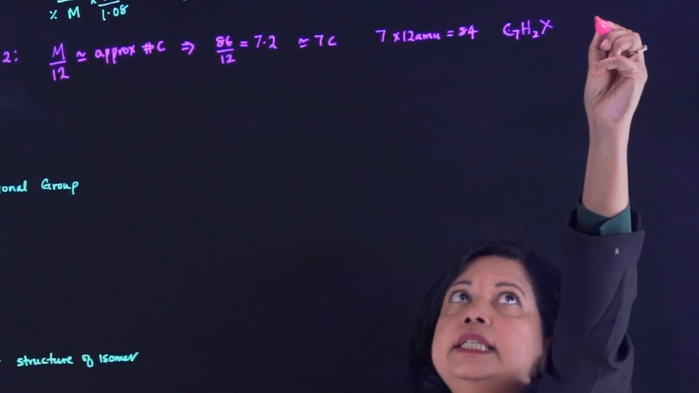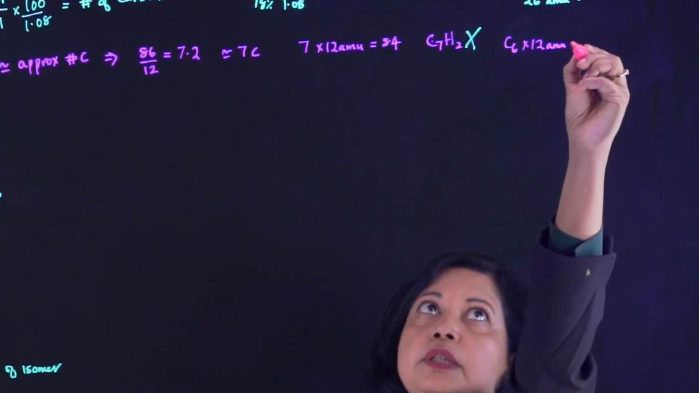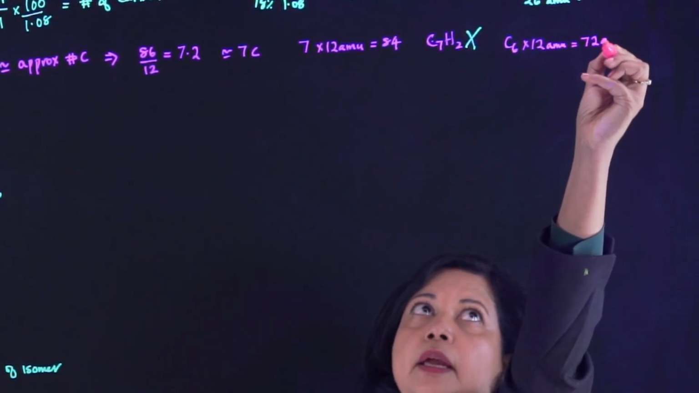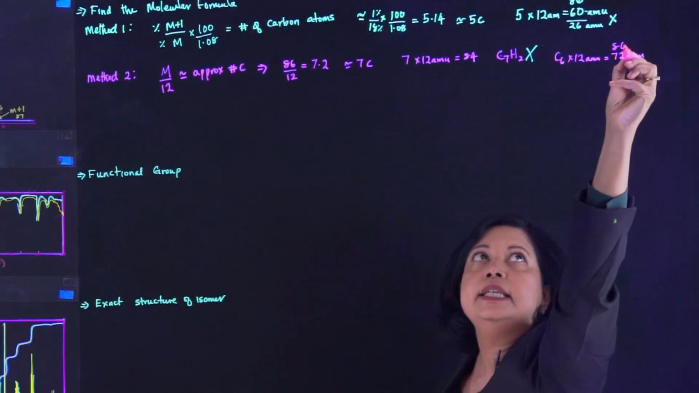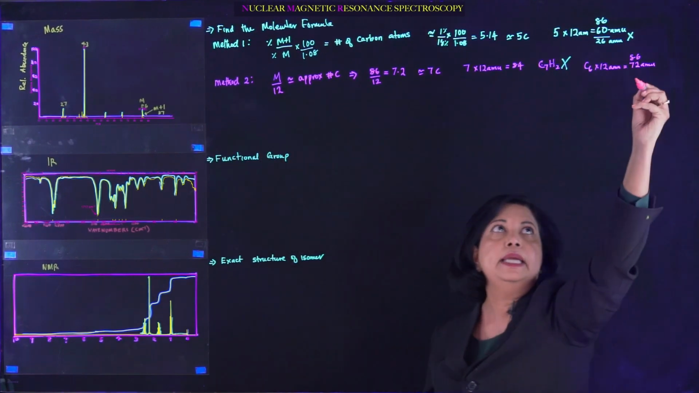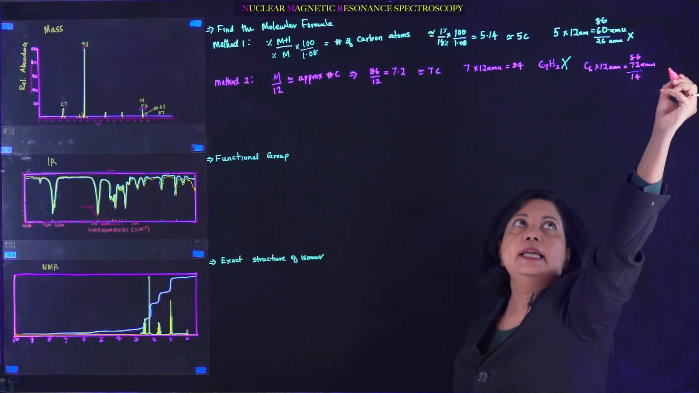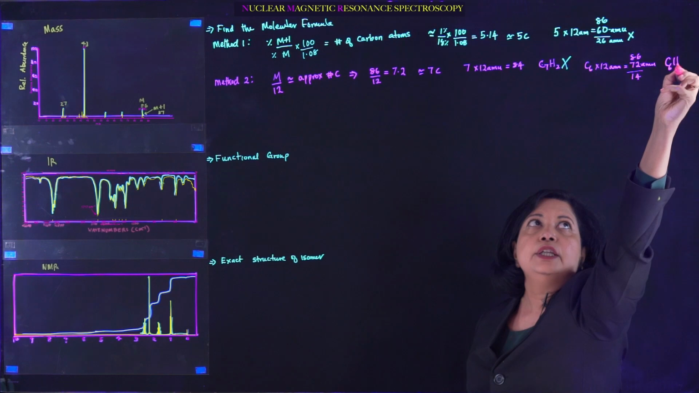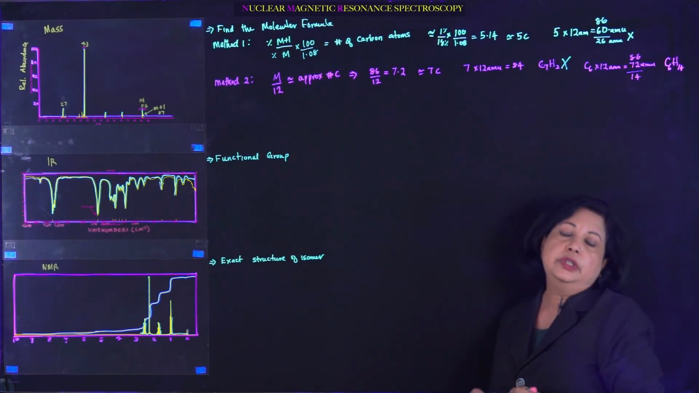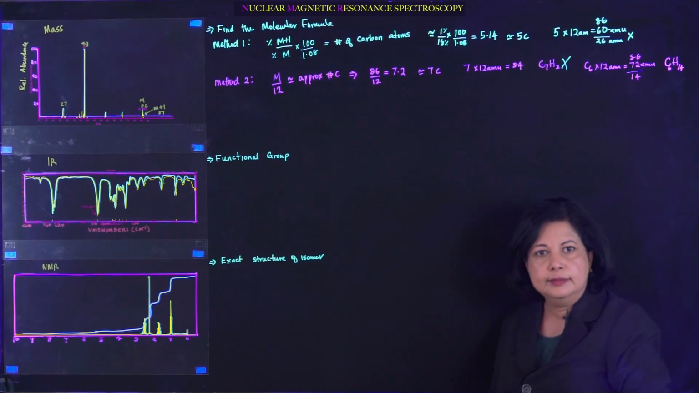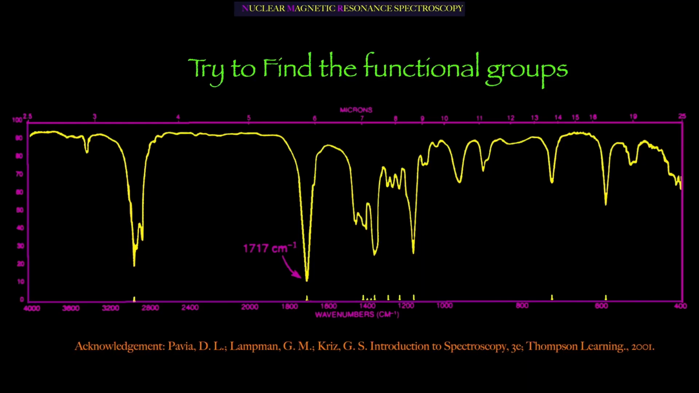Can we do C6? If we did C6, the weight of 6 carbons would be 72 AMU. And if you subtract that from 86, which is the molecular ion peak, you would get 14. So basically, it would be C6H14. Well, that is 2n plus 2. However, you would just get a hexane. Does our IR information corroborate with that?